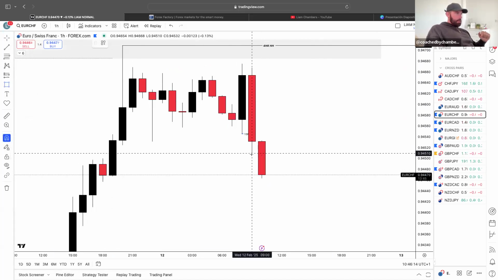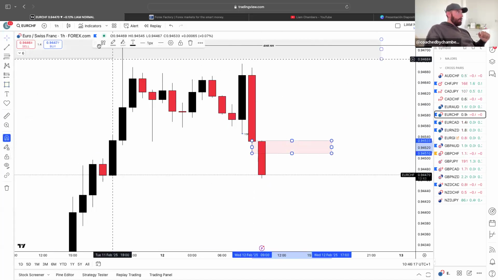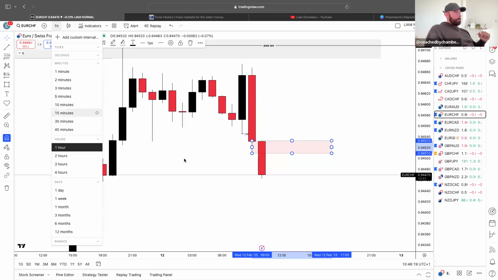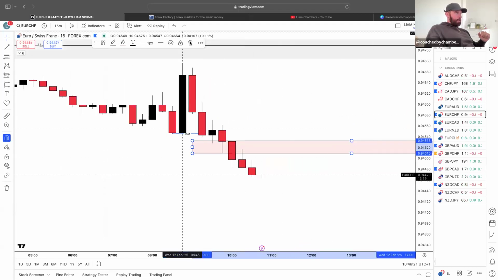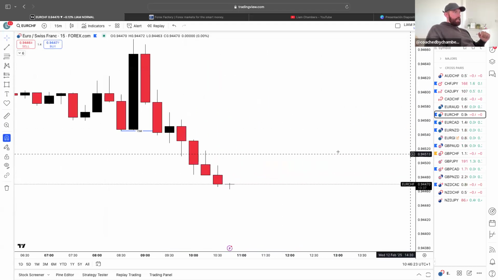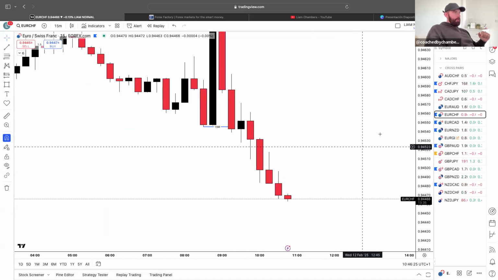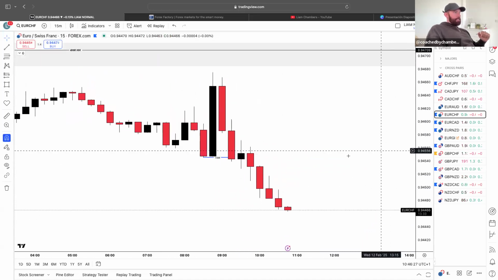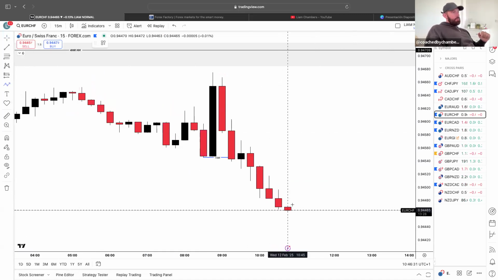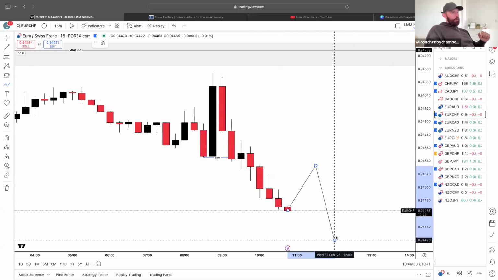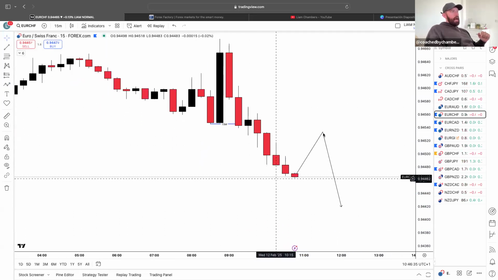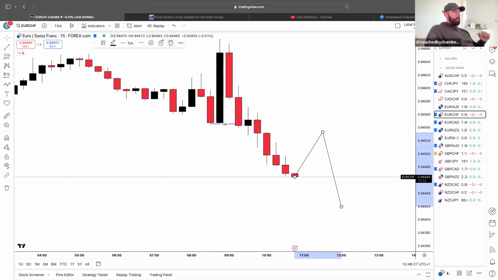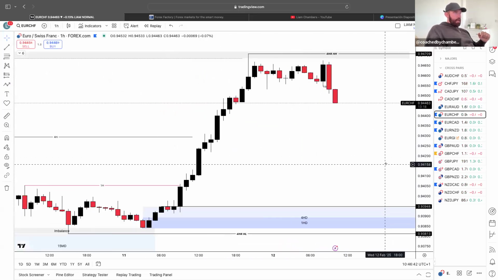Let's just mark this out. It's not as nice as I'd like to see. As you can tell right now, it's not as clean for an entry. So same thing as the last one. What I'd wait to see is some sort of pullback and then another break, which is a little bit cleaner, and then try and look to trade.